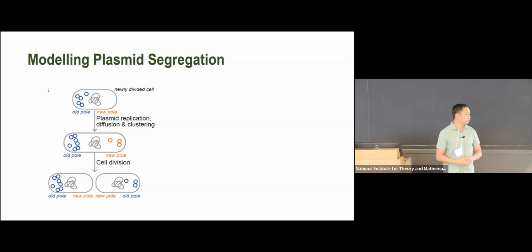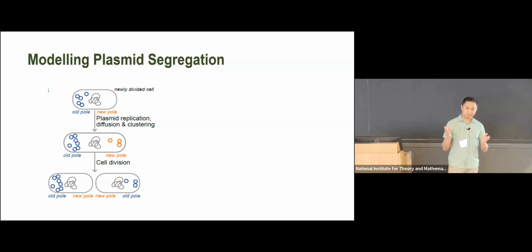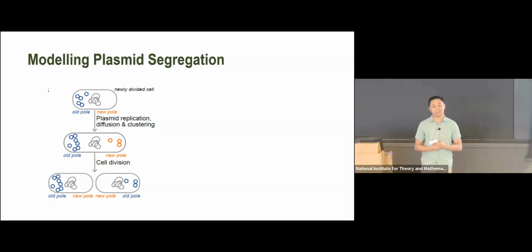And we model plasmid segregation in this way. So imagine you've got a newly divided cell. We assume that all plasmids are inherited in one of the poles. We call it the old pole, either clustered or free. That's what you're seeing on top. And in the process, in the cell cycle, plasmid replication happens, diffusion happens for the free or mobile plasmids, and clustering may also happen. And after the cell cycle, you've got plasmids in the old pole and plasmids in the new pole. Cell division happens, and we track one of the daughter cells.